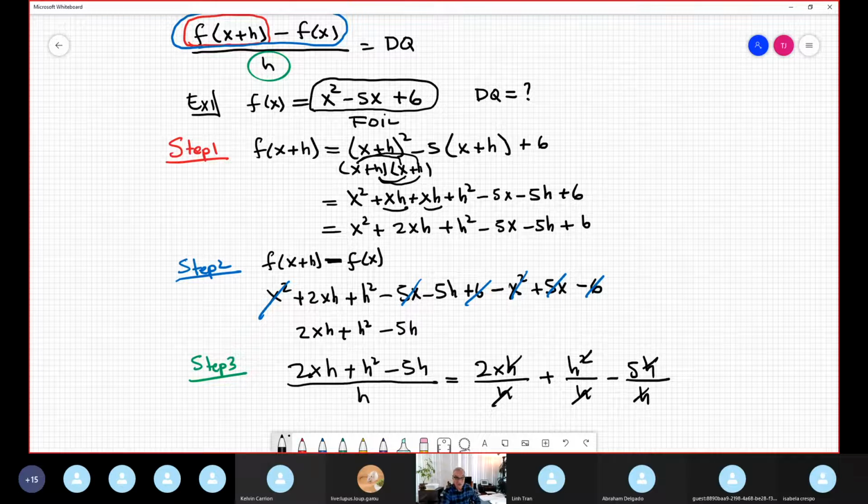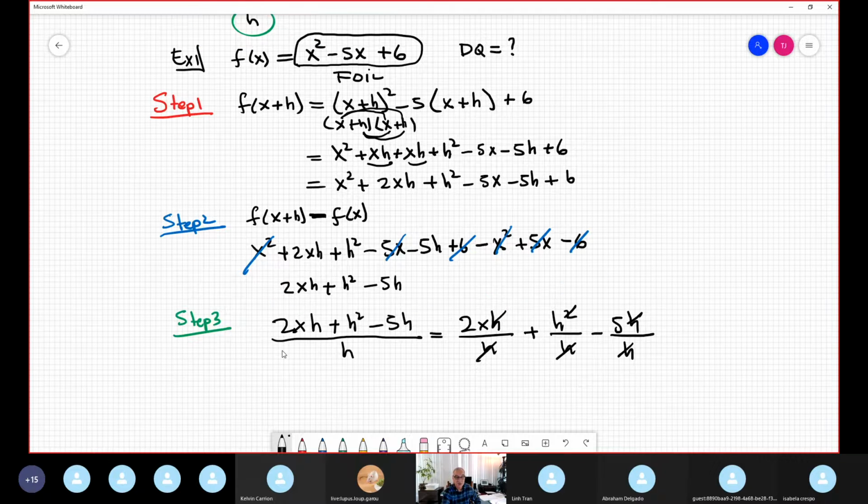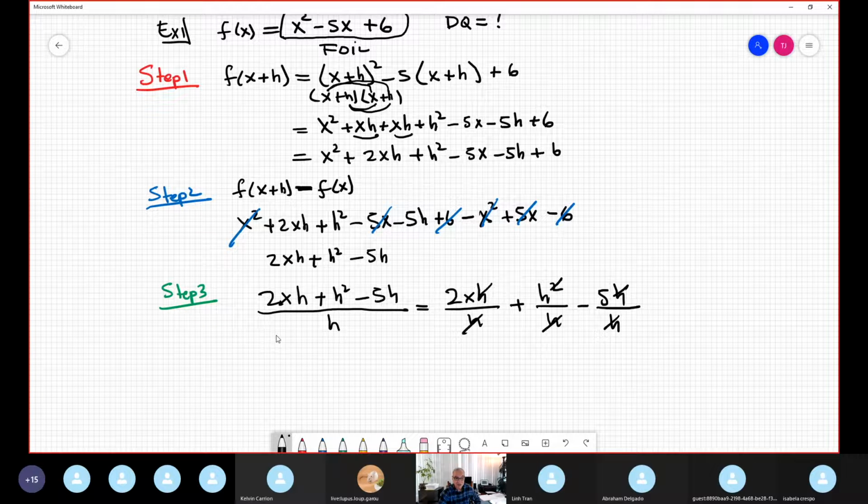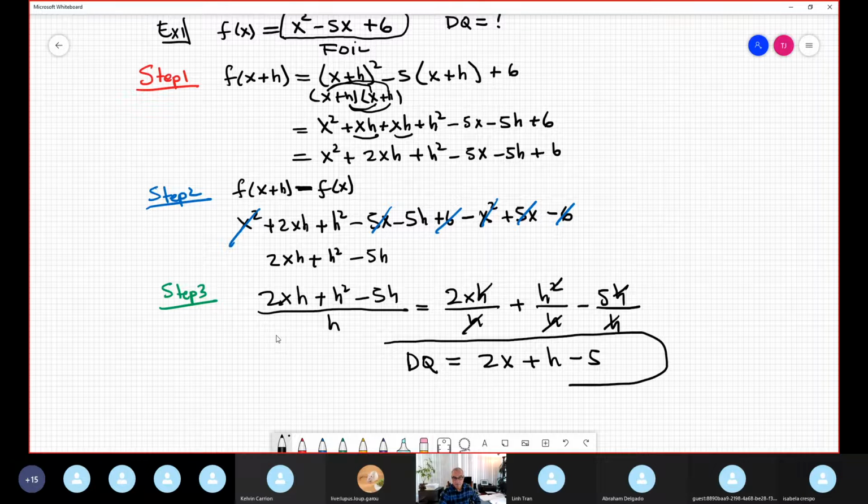Entonces, what is my famous final answer? My famous final answer is the difference quotient is equal to 2x plus h minus 5. Boom. Final answer. Do you follow me?